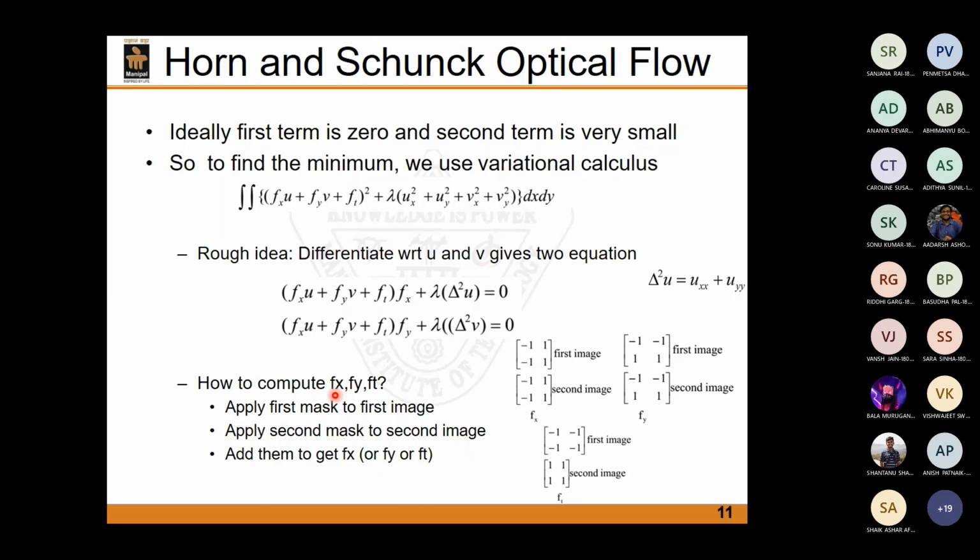So that means when I'm trying to calculate fx, I need to consider two different frames in order to calculate that. Let me call it the first frame as the first image, and the second frame as the second image here, right?